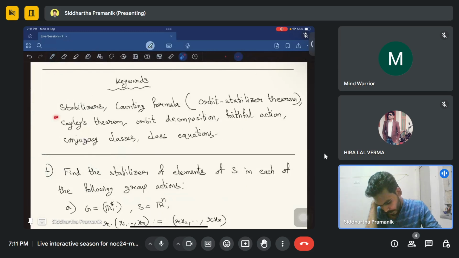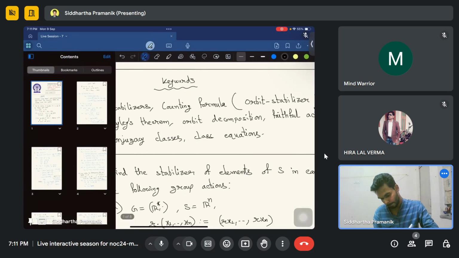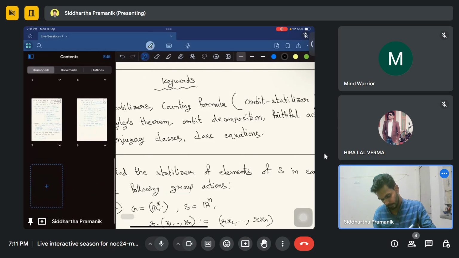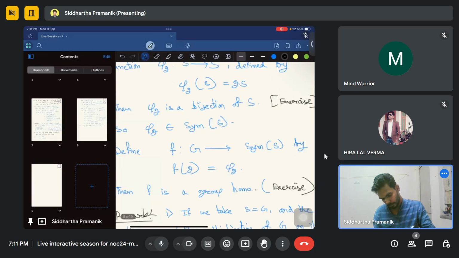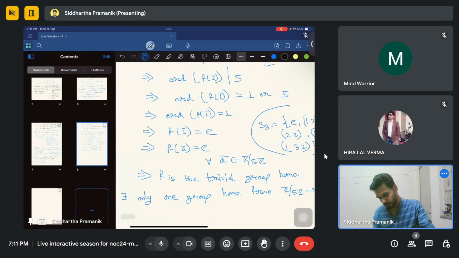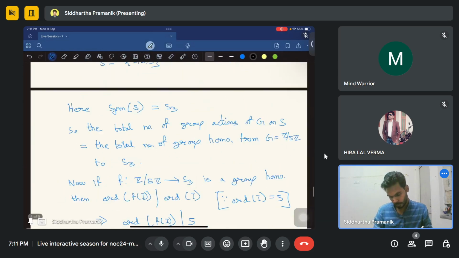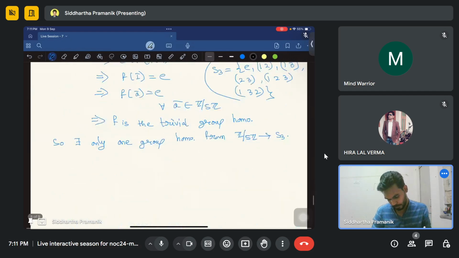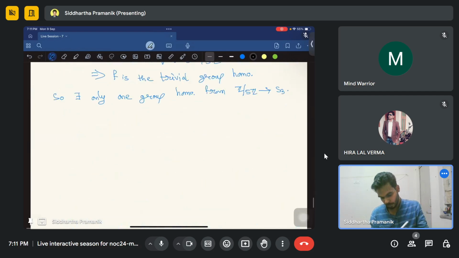So we have done stabilizers. We have done Cayley's theorem. We have done faithful action. Now let's see some problems in conjugacy classes. So this was problem number 5. So this is problem number 6.